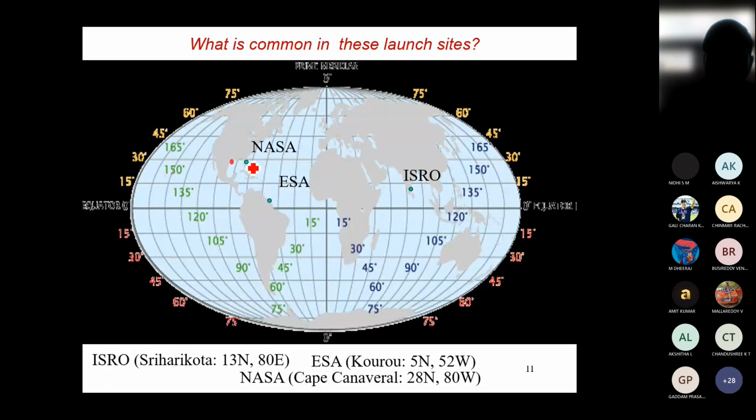Similarly, if you see, NASA has considered Cape Canaveral as the launch pad, and Kourou is selected by ESA. So why have they selected that particular point to launch the satellite? The answer is, whatever position we select, the location should be near the sea level. That is point number one. It should be near sea level.